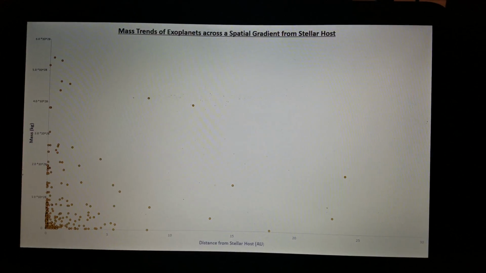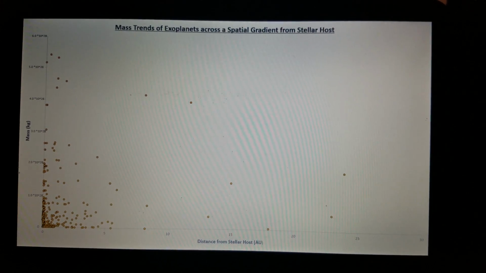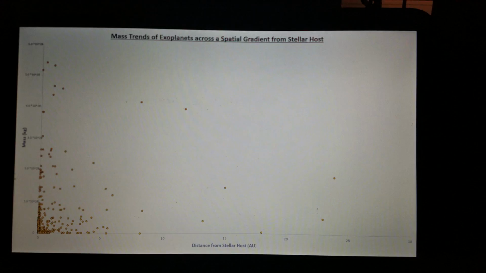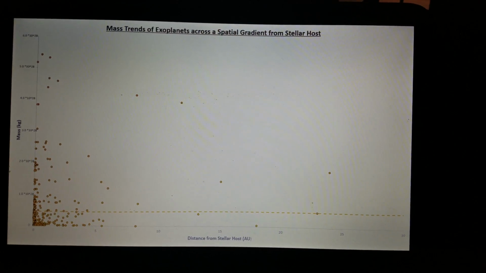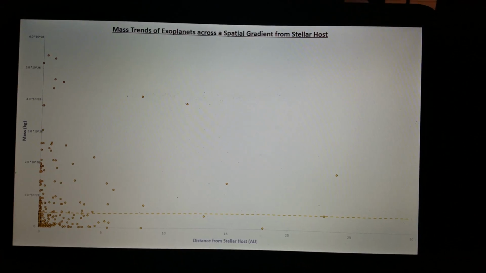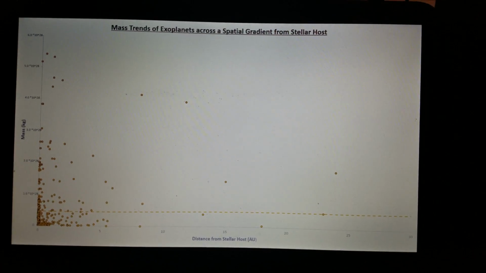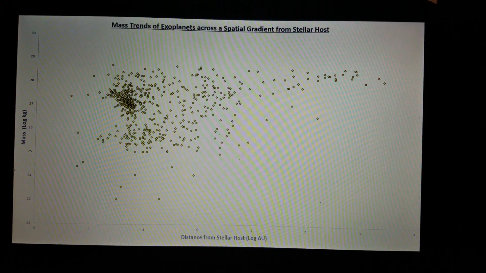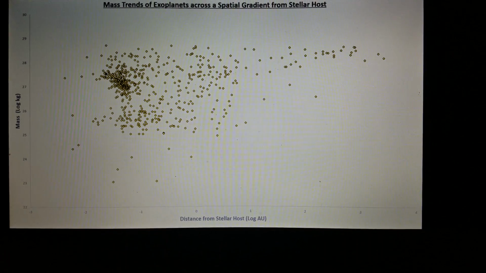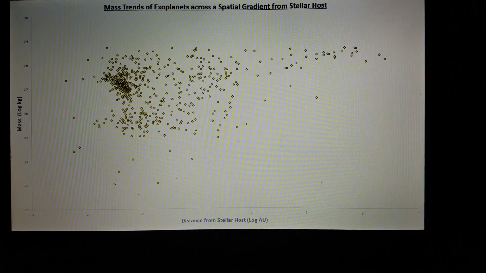So here is my data on the mass of the planets, with the x-axis being the distance from the stellar host or star that the planet had, and the y-axis being its mass. Each dot represents an individual planet, and as we can see from the trend line, it's relatively non-changing. So in order to do an accurate statistical analysis, we ran a logarithmic transformation on the data, with the x-axis still being the distance and the y-axis being the log of mass.